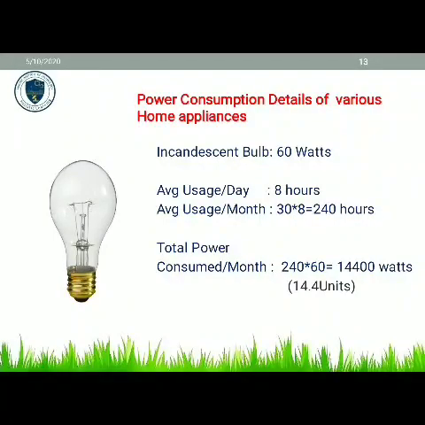The average usage per day is equal to 8 hours. The average usage per month is equal to 30 into 8, 240 hours. Now we can calculate the power consumed per month, which is equal to 240 into 60, 14,400 watt-hours. 14,400 divided by 1000 is equal to 14.4 kilowatt-hours. That is, 1 kilowatt-hour is equal to 1 unit. So 14.4 kilowatt-hours is equal to 14.4 units.